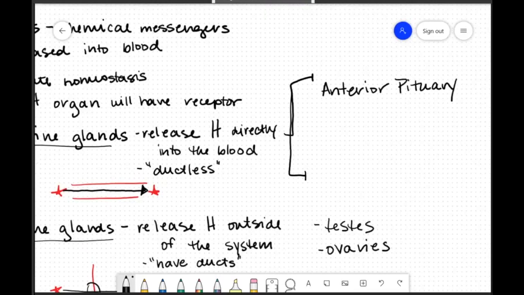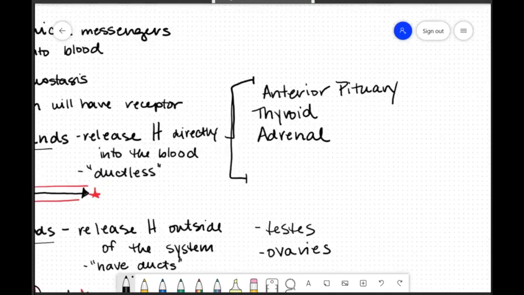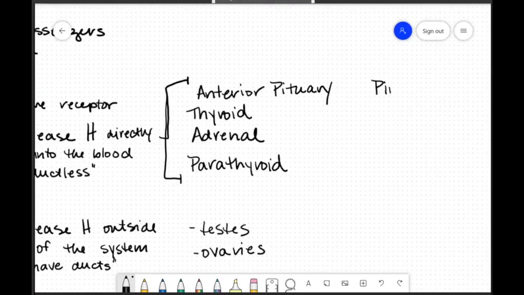You will also have a thyroid gland, which is an endocrine gland. Your adrenal gland is considered an endocrine gland. You have an organ called the parathyroid, which is an endocrine gland. You will have the pineal gland, and then you will have the thymus. These are the main endocrine glands that we're going to talk about.